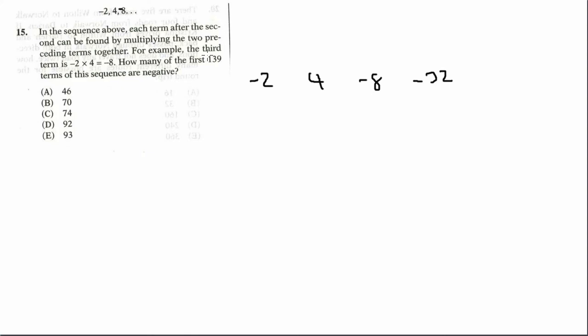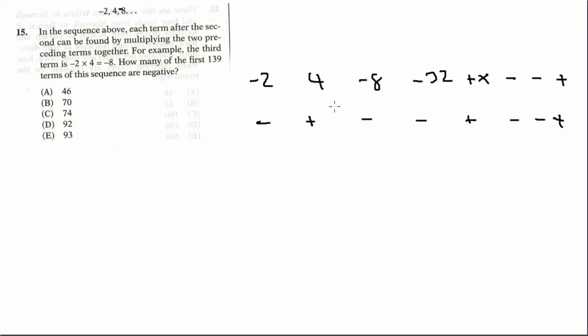Alright, let's see here. Let's continue this on. This is going to be some number, but it's going to be positive. Okay, then the next one is going to be negative, negative, and then because we have two negatives, it's going to be positive again. So we end up with minus, plus, minus, minus, plus, minus, minus, plus, and then the pattern repeats. Alright, so they want to know how many of the first 139 are negative.